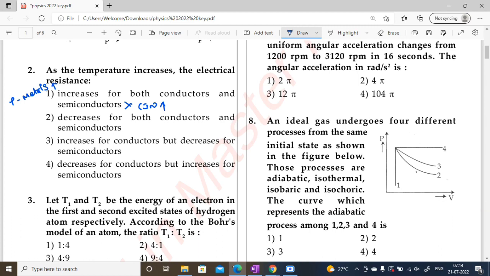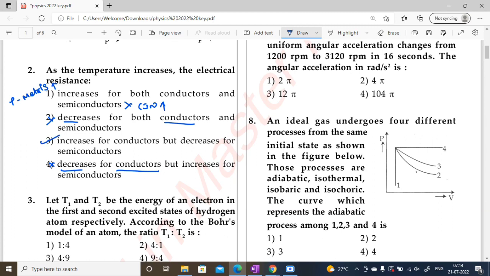Decreases for both conductors and semiconductors: this is not correct, because when the temperature is raised in a conductor, of course the resistivity increases. We know this, a basic ideology. Increases for conductors but decreases for semiconductors: let me keep this as an option. Decreases for conductors but increases for semiconductors: again this is not the option, because it says decreases for conductors. The only correct answer should be C, right?